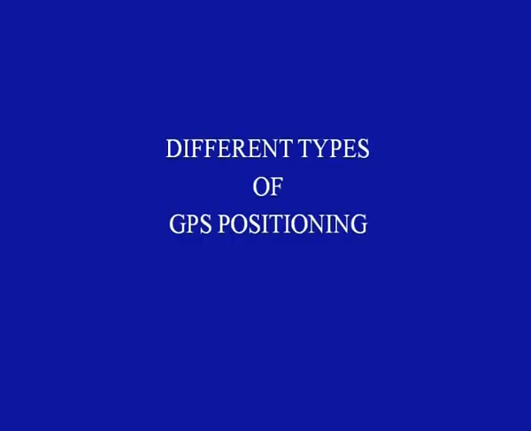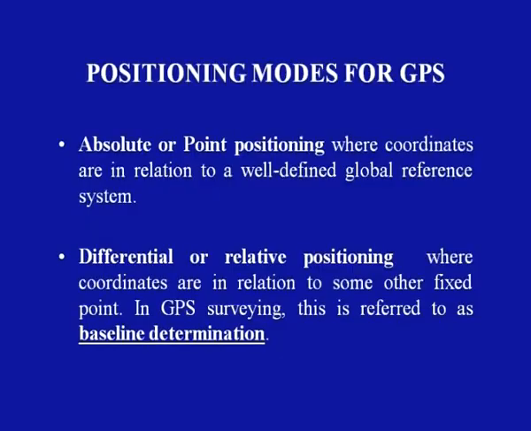We now move ahead to look at the different types of GPS positioning that we have. Well, there are 2 main modes of GPS positioning. The first is absolute or point positioning, where coordinates are in relation to a well-defined global reference system. We all know that the world has a well-defined coordinate system, which is in terms of latitude and longitude, which defines the 2-dimensional spatial coordinate, and Z defines the elevation.